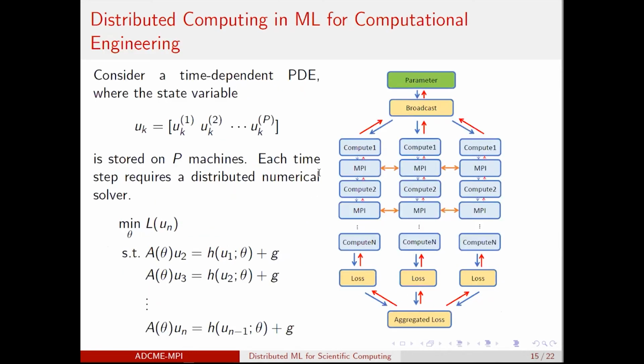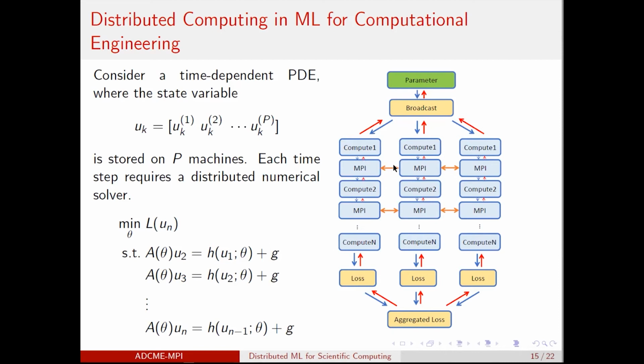However, if we think about computational engineering, the patterns are quite different. Let's think about a time-dependent PDE. You split your state variable onto P machines, and then you have a system of partial differential equations. In each time step, you need to solve a linear system where, let's say, theta is a coefficient matrix, and you have to solve for u_i from u_{i-1}. To solve this system, all the state variables on each partition will interact with each other. For example, you need an MPI-enabled numerical solver, and this is the computational graph for this numerical scheme. You can see for each time step, you have to communicate the data between different machines.